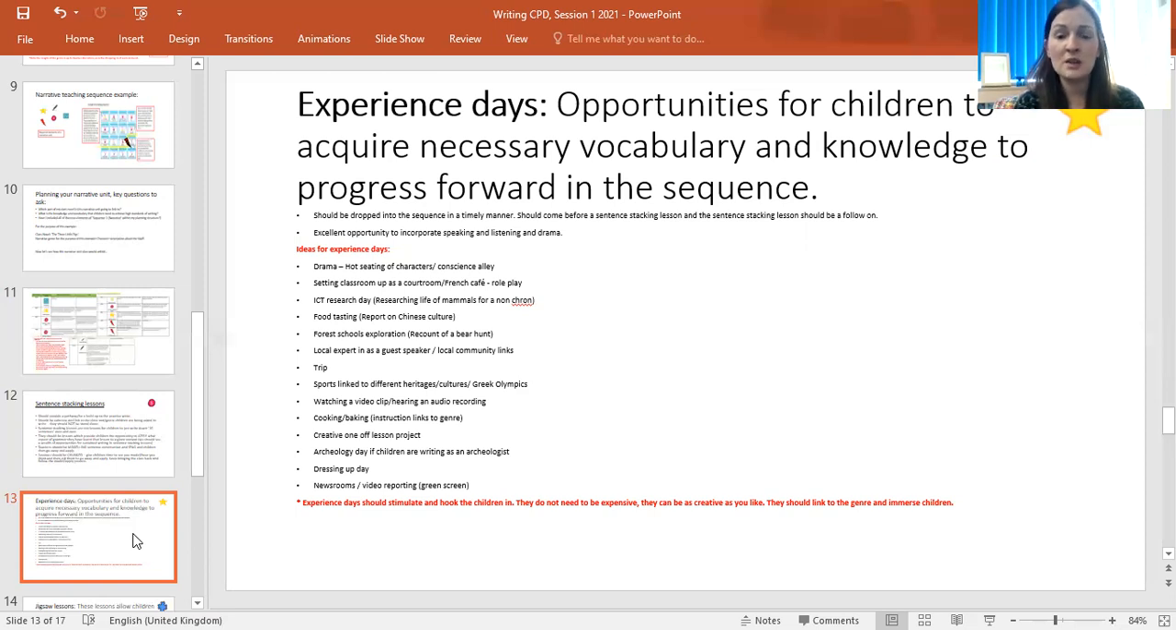So it's no good doing an experience day if it's not going to serve a purpose. It's still got to serve a purpose within that writing sequence. So think of my example, the drama in the hall, there will be that aspect, but there will also be a big focus on what vocabulary can we use to describe that forbidden forest. And think carefully about how you word that in your learning objective as well.